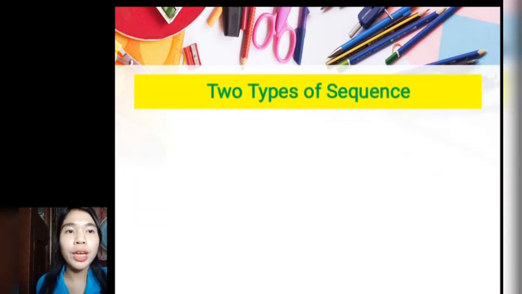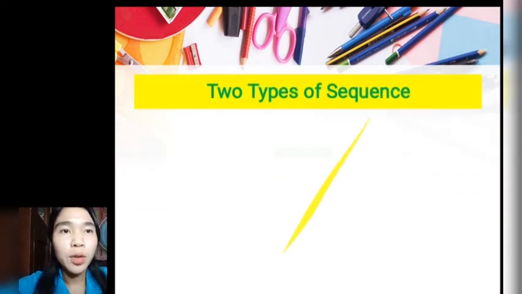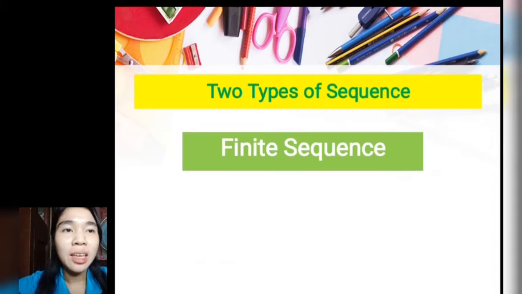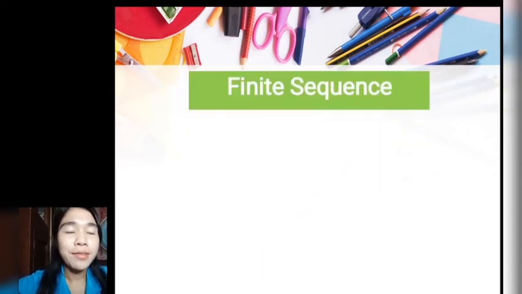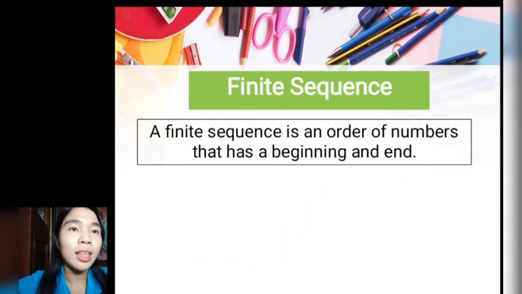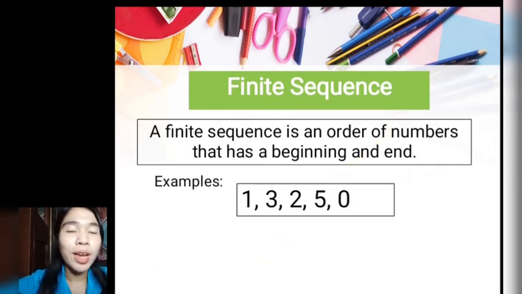So we have here the two types of sequence. First we have the finite sequence and the other one is the infinite sequence. Let's talk first about the finite sequence. When we say finite sequence, it is an order of numbers that has a beginning and an end. So let's have an example. We have here 1, 3, 2, 5, and 0. We have here a beginning which is 1 and an ending which is 0.